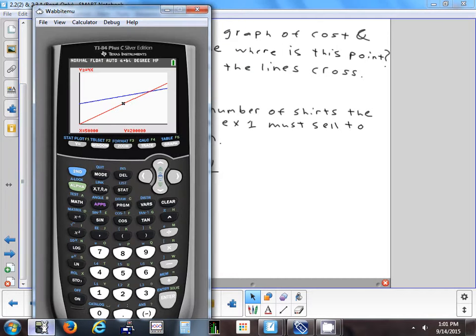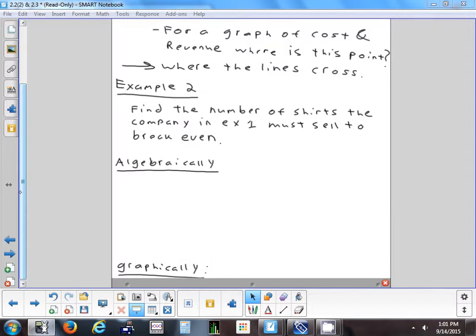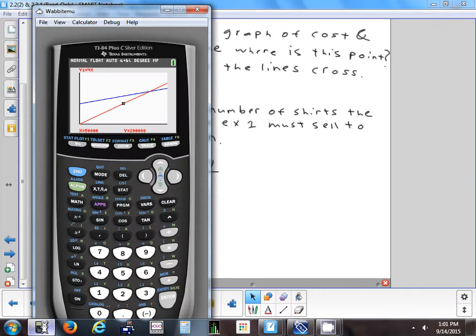Well, we already have them graphed. Does anybody remember what you press on the calculator to find where two lines or curves cross? Second, trace. All right, good. Second, press trace, and the fifth option down is intersect. Pick a point somewhere on the first curve, then the second curve. Does the guess really matter here? No, it's not like there's another intersection somewhere else. There's only one.